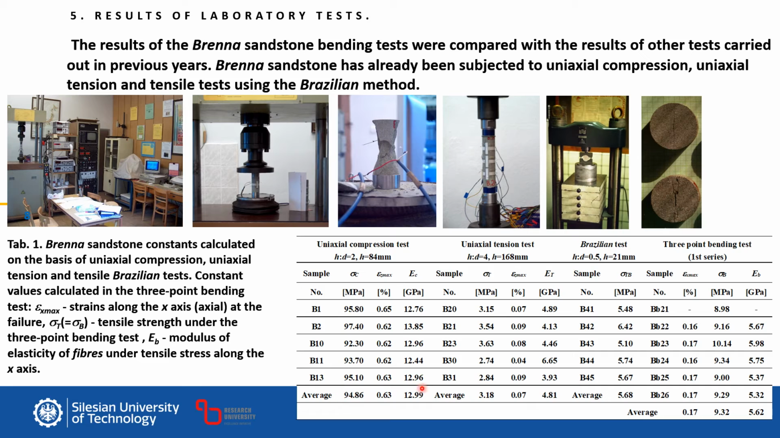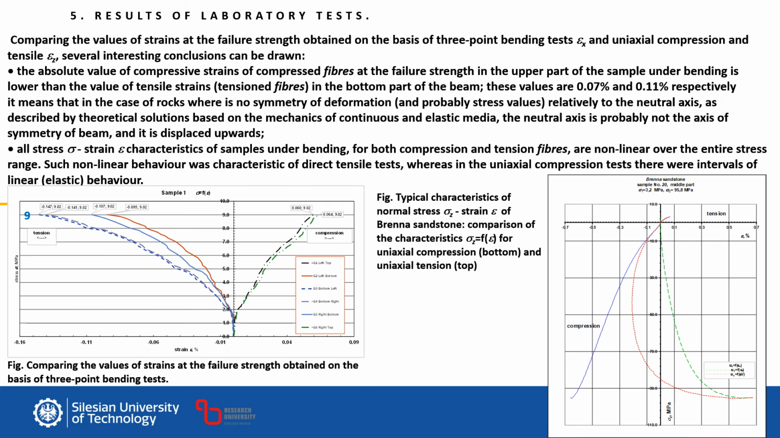Uniaxial compression test, uniaxial tension test, Brazilian test, 3-point bending test. Comparing the values of strains at the failure strength obtained on the basis of 3-point bending tests and uniaxial compression and tensile, several interesting conclusions can be drawn.